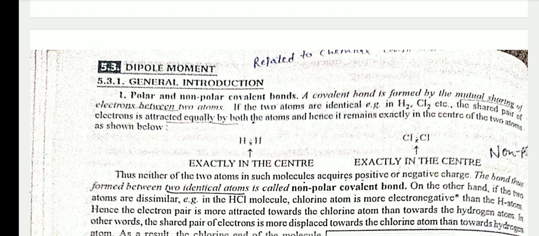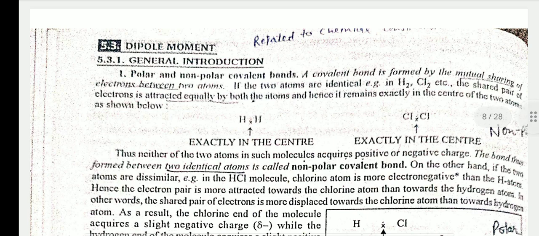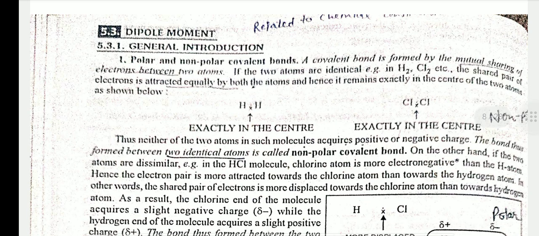Dipole moment. General introduction. Polar and non-polar covalent bond. A covalent bond is formed by the mutual sharing of electrons between two atoms. If the two atoms are identical, as in H2, Cl2, etc., the shared pair of electrons is attracted equally by both the atoms and hence it remains exactly in the center of the two atoms. Thus, neither of the two atoms in such a molecule acquires positive or negative charge. The bond thus formed between two identical atoms is called a non-polar covalent bond.